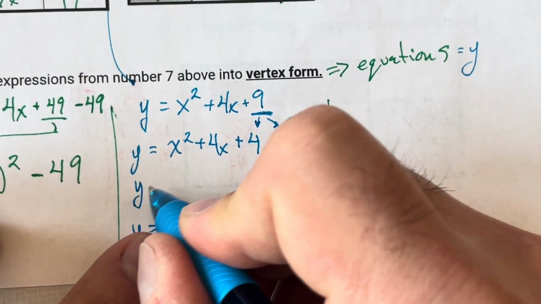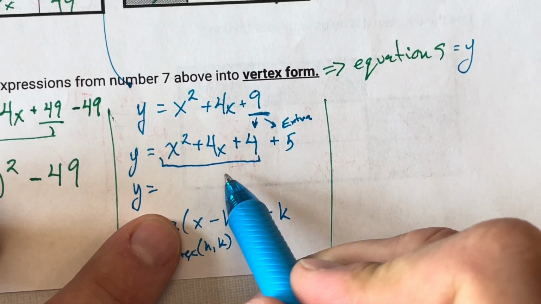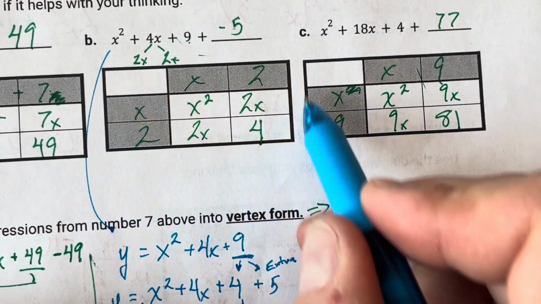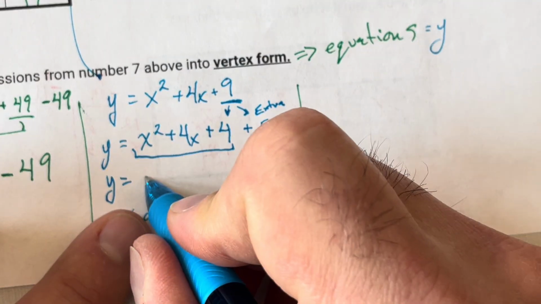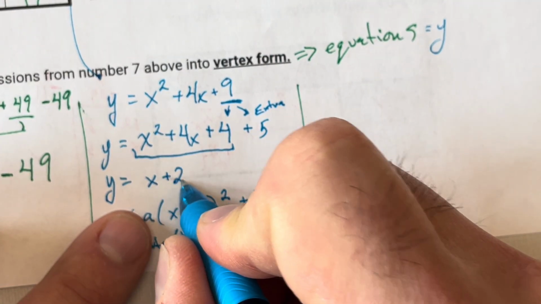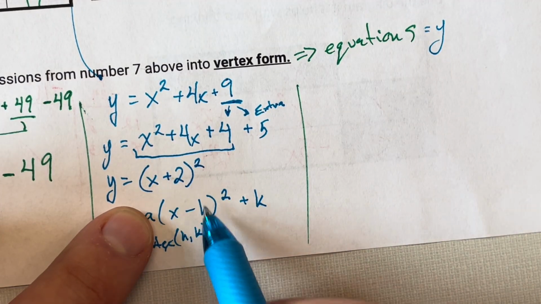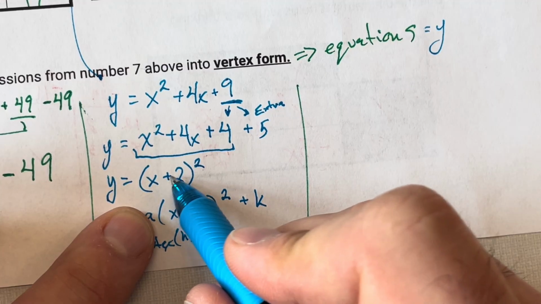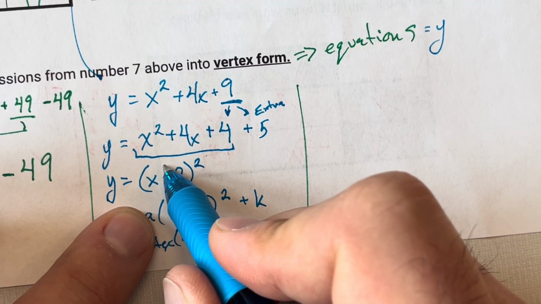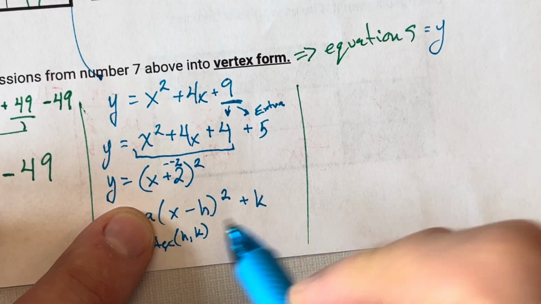So what does this look like? Y equals, I take this part and convert it into the perfect square that it was, an x plus 2 times an x plus 2. X plus 2 times itself, which I can write as squared. Now look at that. That looks like this form, except I need a minus sign here. And if I had a minus sign there, since this is plus, I would have minus a -2. So -2 is technically the h value.